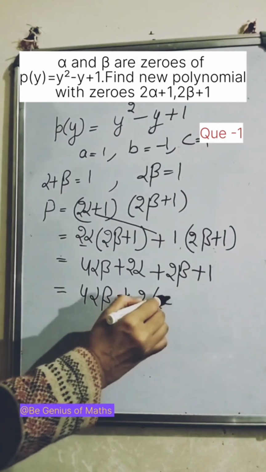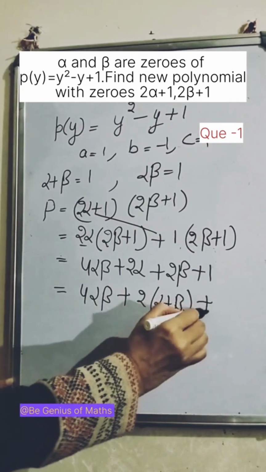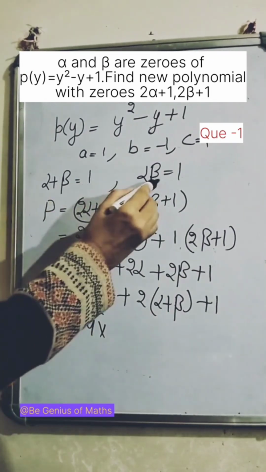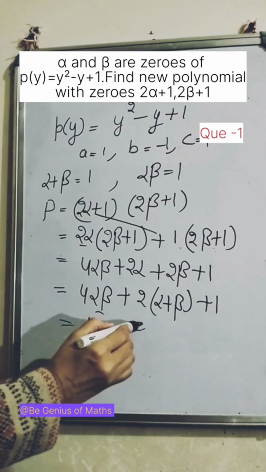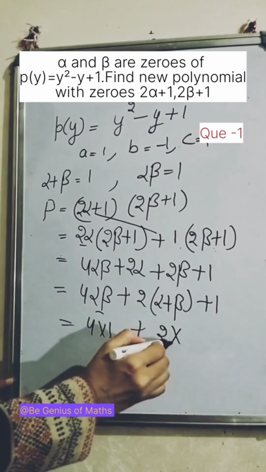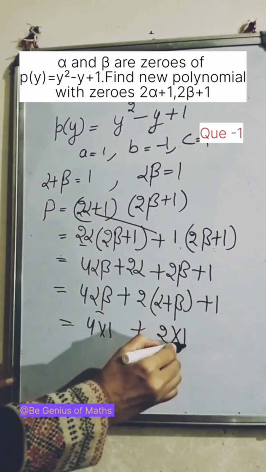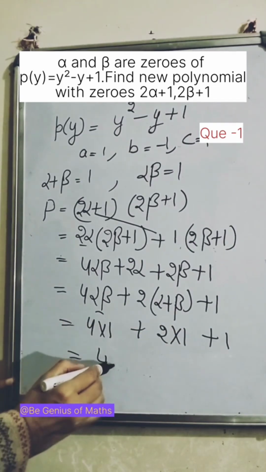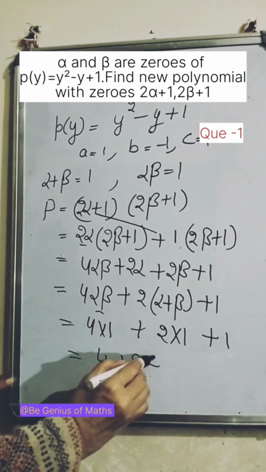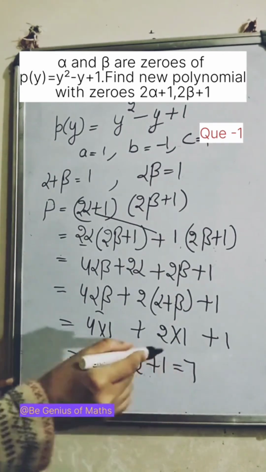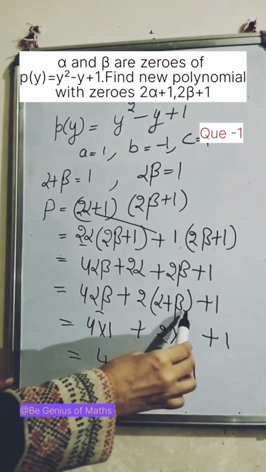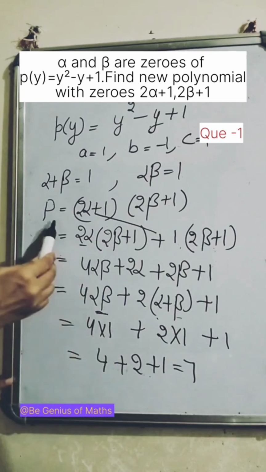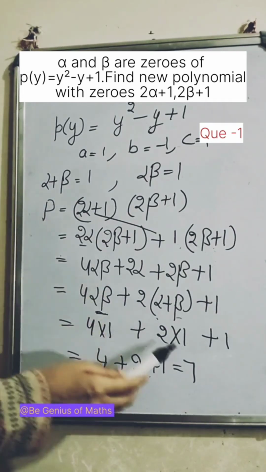Plus 2 into alpha plus beta plus 1. Now put the values of alpha into beta and alpha plus beta. So by using alpha plus beta and alpha into beta, the product of new zeros is 7.